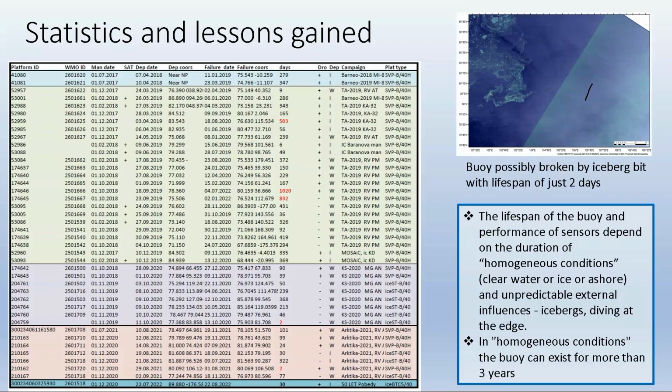On the right, you can see the buoy which provided us the anti-record, just 2 days, possibly broken by an iceberg. But as we didn't have additional information from the sensors inside the buoy hull, we were not completely sure what the reason for the buoy breakage was. In homogeneous conditions, the buoy can exist for more than 3 years.